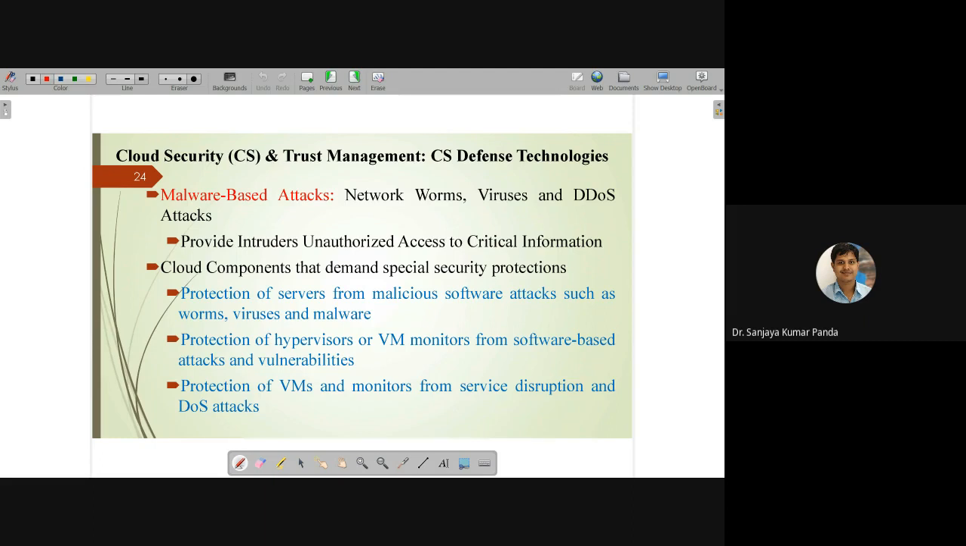Right. So, cloud components that demand special security protections. These are the specific components which require more security, right? Like if this data is compromised, then it is okay, but the next level data should not be compromised. So, protection of servers from malicious software attacks such as worms, viruses, and malware. If you are using outdated versions, this may cause this type of problem, that is a malware-based attack. Protection of hypervisors or VM monitors from software-based attacks or vulnerabilities, or protection of virtual machine monitors from service disruptions and DoS attacks. Right? So these are very sensitive when we are looking into the security policies.